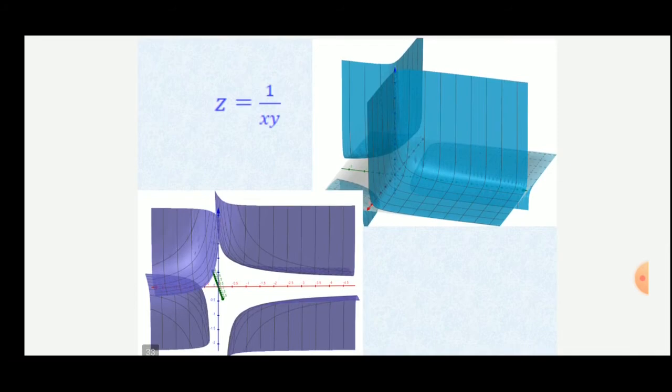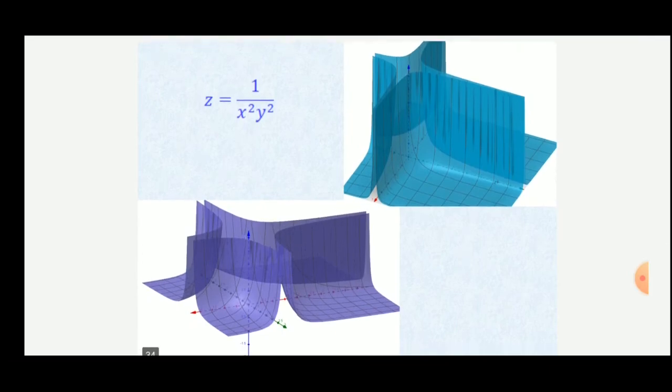The next graph is 1 upon xy. So the graph will be in 4 quadrants only. There are 8 octants in 3-dimensional space, but this graph will be in 4 only. The denominator becomes 0 if xy is 0. So when xy will be 0 along the x-axis, along the y-axis, there will not be any surface along these axes. Either of them is 0 or both of them are 0, we will not get any surface.